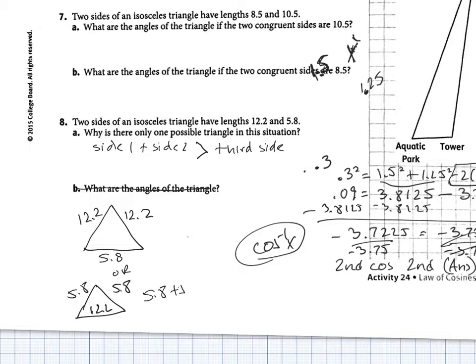5.8 plus another 5.8, that's 11.6. That's not big enough. So this triangle is not allowed. So the only one that's allowed is where the 12.2 are the equal sides, with the 5.8 being the third side. That's an important thing to realize. You can't just pick up any 3 side lengths and create a triangle. You can't just pick up any 3 sticks off the ground and have them be a triangle. It has to be in that kind of a relationship.